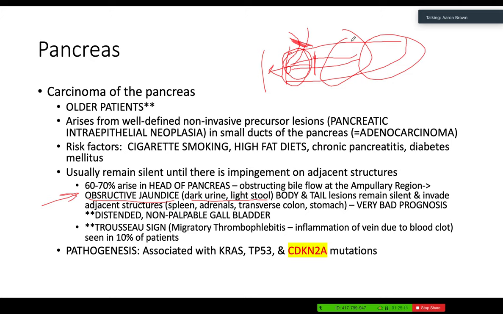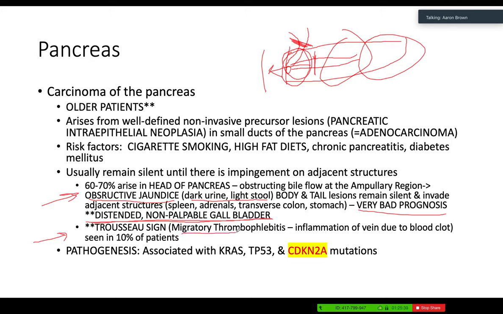This is behind the, it's retroperitoneal, and so there's no sensations there, okay? It's a very bad prognosis. One thing we can look for is a distended, non-palpable gallbladder, meaning that our gallbladder has become distended, but it's not painful. The reason for that is it's just been distended for so long. Okay. Trousseau sign, they add this into question stems quite a bit, actually.